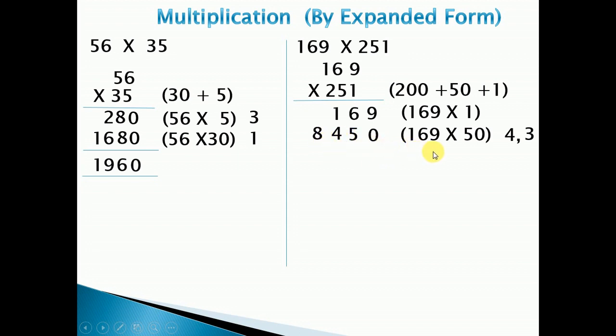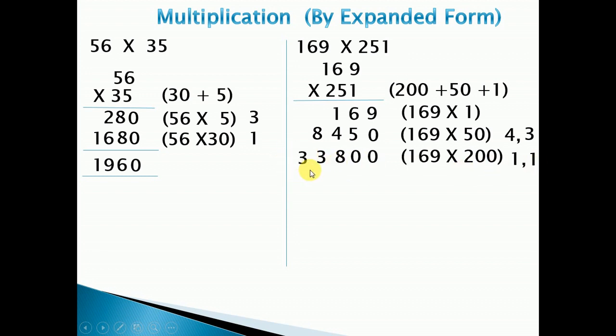Now we multiply 169 into 200. First we write 2 zeros. 2 into 9 is equal to 18. Write 8 here and then the carry number we should write in this place. 2 into 6 is equal to 12. Now we add the carry number also. 12 plus 1, 13. Write 3 here and one number we should write here. 2 into 1 is equal to 2. 2 plus 1 is equal to 3.